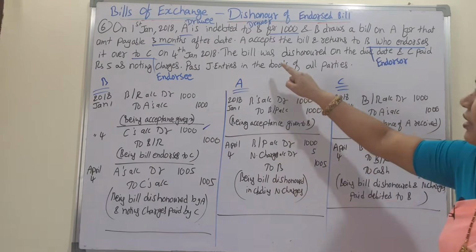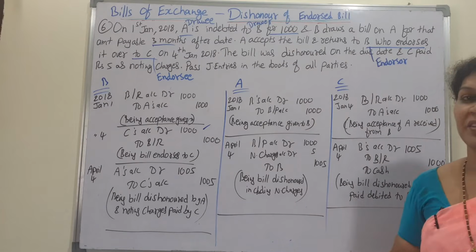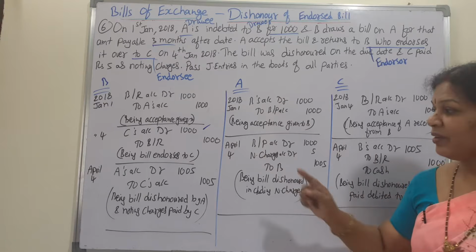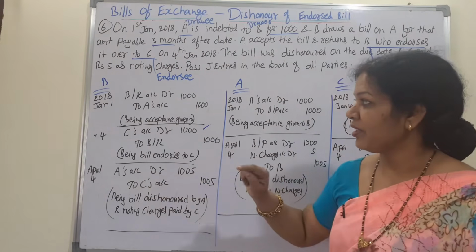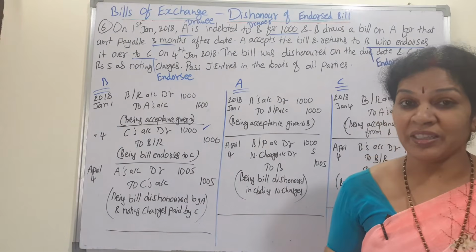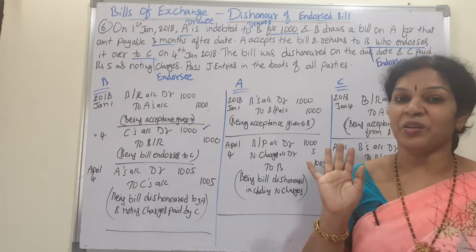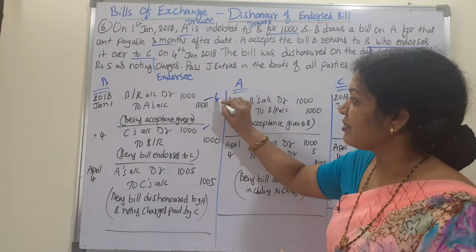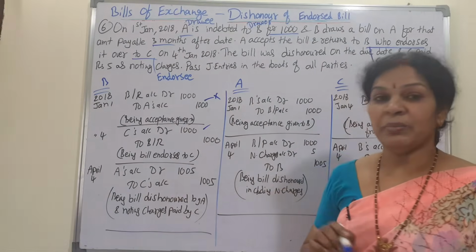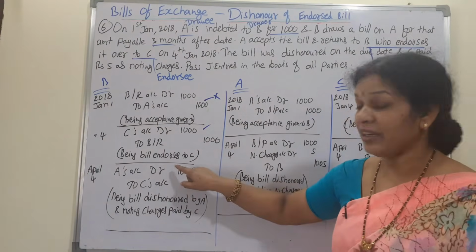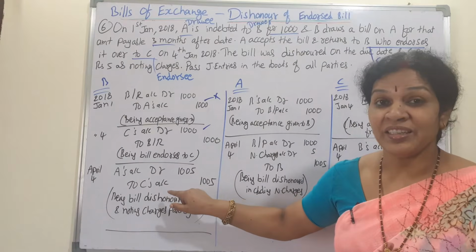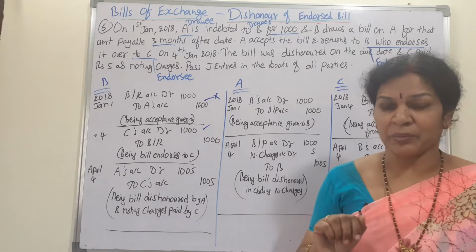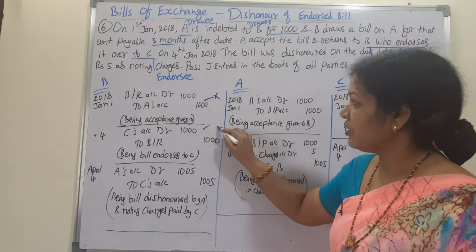Then after that the bill was dishonored on the due date. Bill is dishonored, and C paid 5 rupees noting charges. When the bill is dishonored, the entry is A's account debit, because A accepted the bill but is not going to pay, and that is dishonored. In case of dishonor, A should always be cancelled. For cancellation, we write credit to debit. Why C? We have already transferred it to C. Now C is not going to get the amount, so we have to cancel C also.